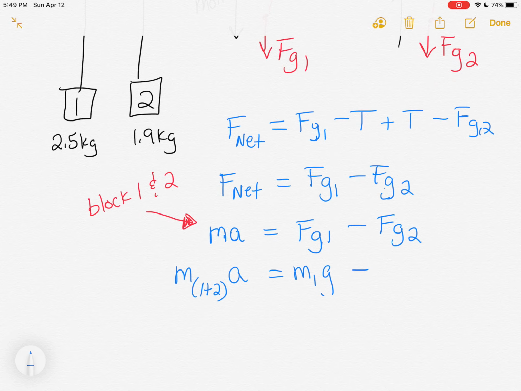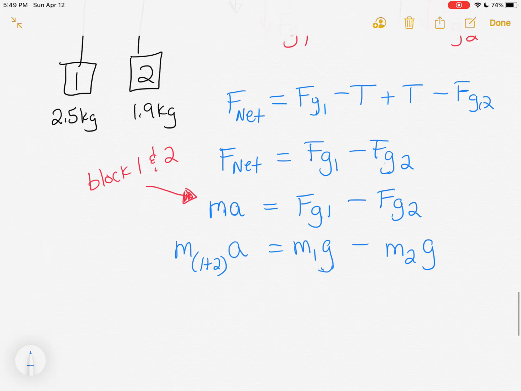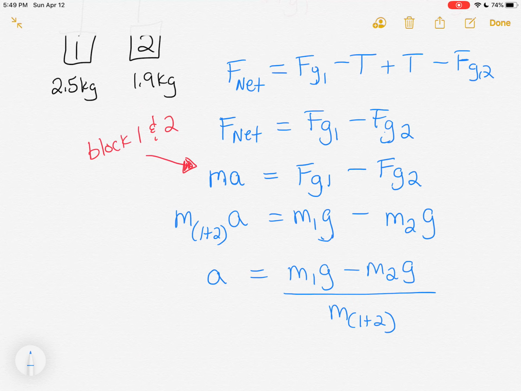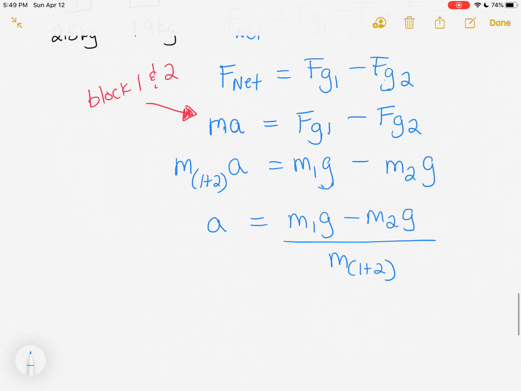FG1 we know is just M1G, and FG2 we know is M2G. Then we can just rearrange to solve for our acceleration. So our acceleration is going to be M1G minus M2G divided by the mass of M1 plus M2.